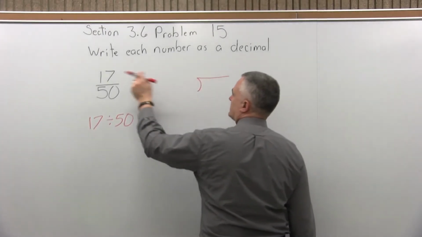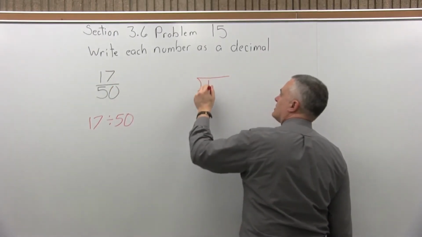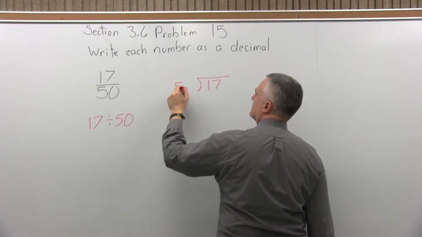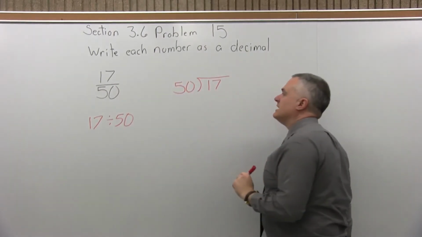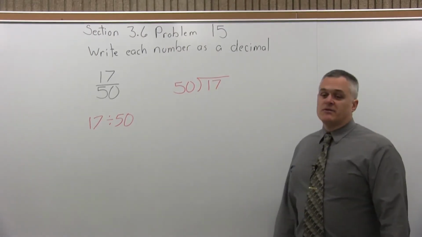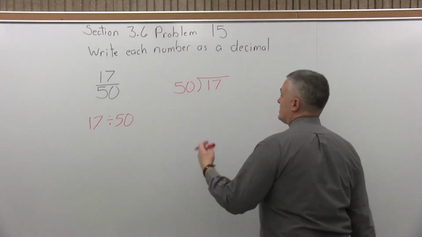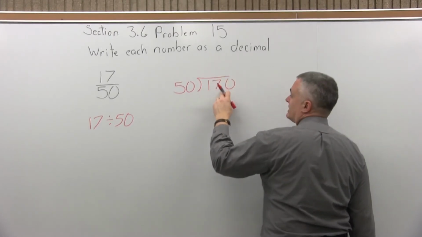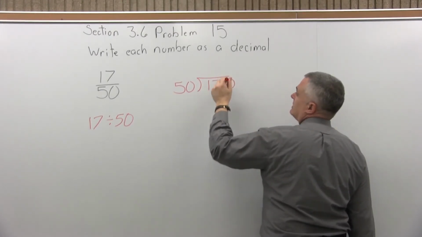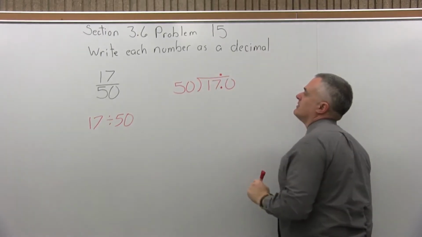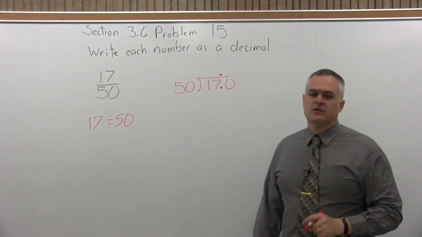So, set up a division symbol. The numerator of your division problem goes under the division symbol, and the denominator goes in front. So I have 50 divides into 17. So 17 is not big enough to fit 50 in. So write it as 17.0 and treat it as 170. So when I do it that way, what I have to do is bring that decimal straight up. So it's going to show up in the answer.